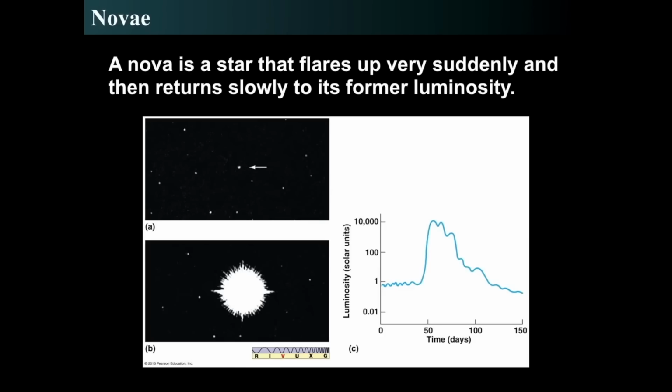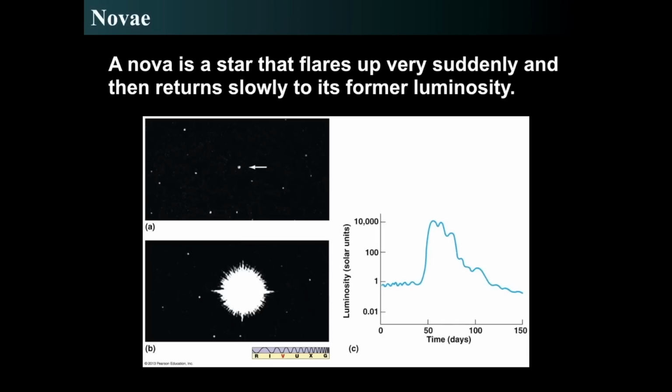So what can exist today as the end result of a white dwarf is a nova. Novas are traditionally stars, just some star sitting in the sky, that all of a sudden flares up extraordinarily suddenly and then dims back down. That's called a nova.